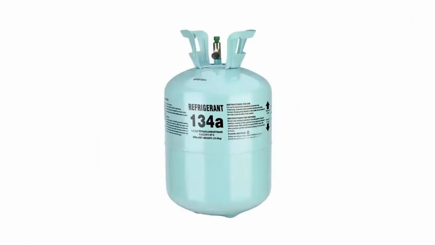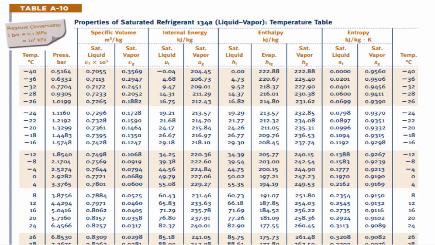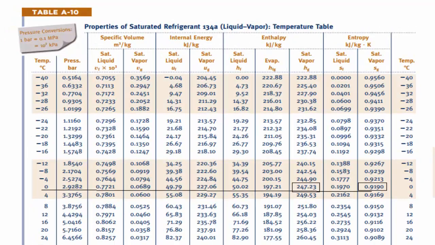The refrigerant which we are using in this problem is R134A. So this is the table of this refrigerant, as we have to find the first enthalpy at the temperature of 0 Celsius. As you can see in this table, the Hg is 247.23 and its entropy is 0.9190. So this is the enthalpy and entropy for the first stage.